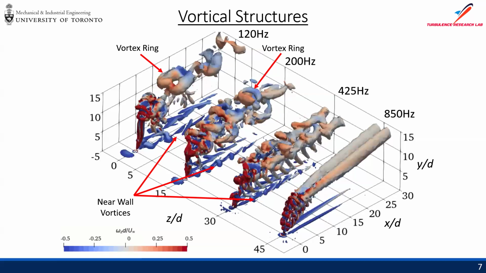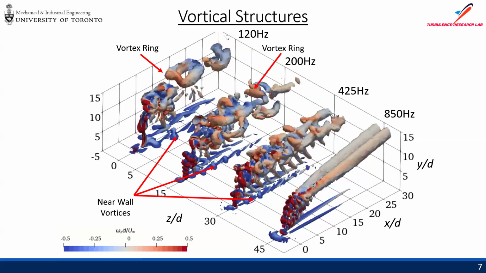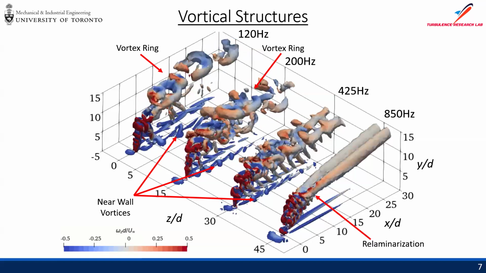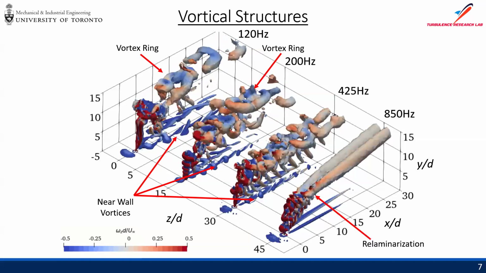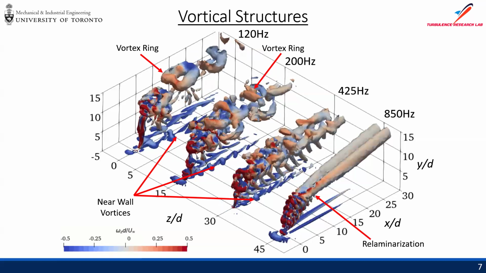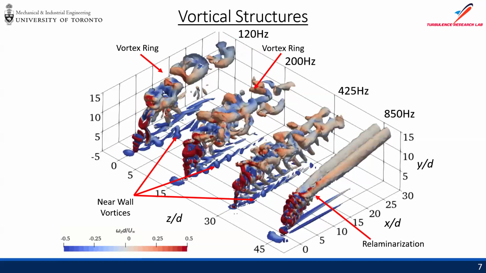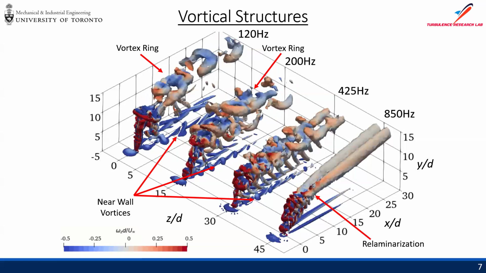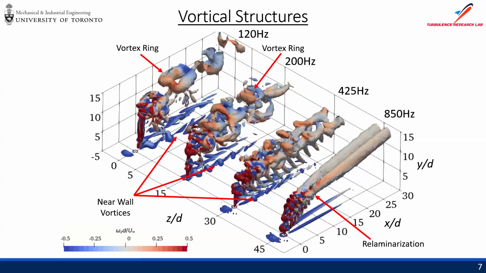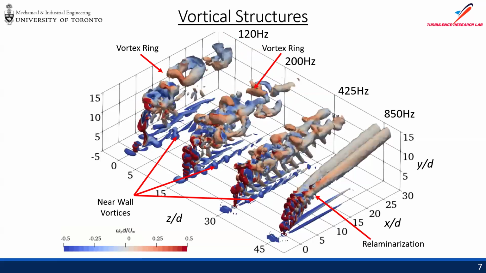Finally, if we look at the 850 Hertz case on the far right, we ran into the bane of URANS, which is overlaminarization. The SJ boundary conditions were applied and functioning correctly. We have very high frequency jets coming out. However, the jet column or the flow relaminarized shortly afterwards.